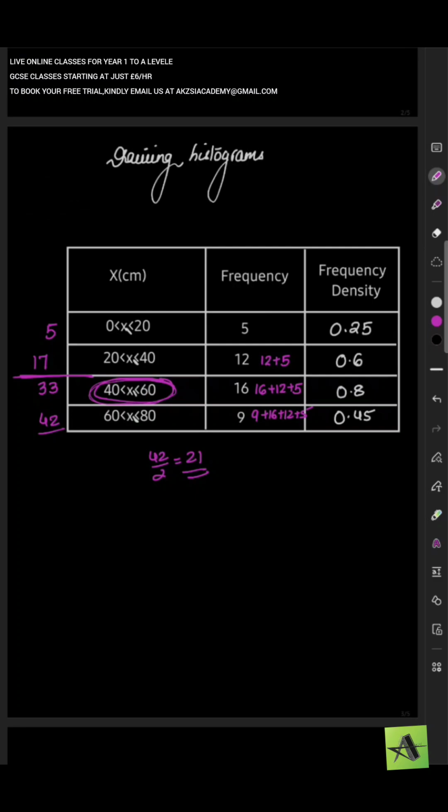So when I did that, I got 21. That gives me the place where I can find my median. So if I see all the class intervals, according to the cumulative frequency I get to know that between 40 to 60 I can find it, because 40 to 60 is the place where the 17 to 33 positions lie. So obviously 21 lies between 17 to 33. So I get to know that my median will fall between 40 to 60.